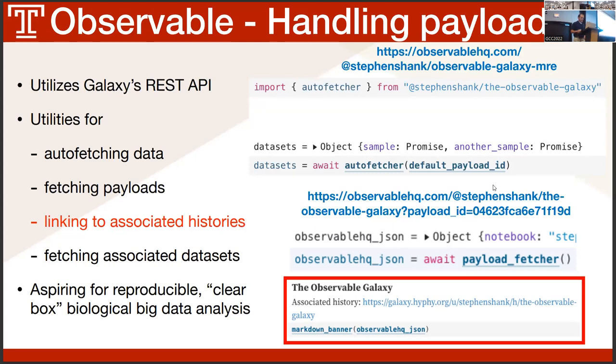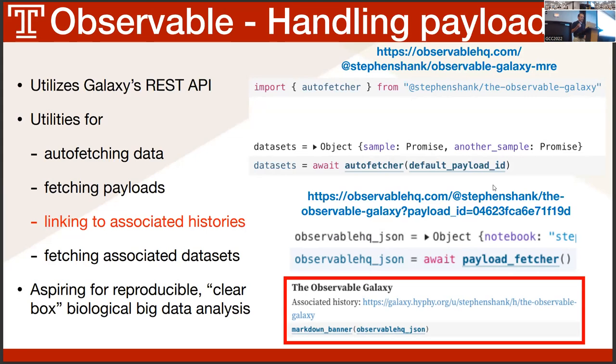We also have a few more utilities, more than I can go into right now, but we have functionality to link back from Observable into Galaxy. So if someone's looking at your notebook and they'd like to know, what was the Galaxy history that generated this? Can I tinker with this in the notebook? Can I tinker with the data sets in the history? We try to make it easy to just connect right back to it.